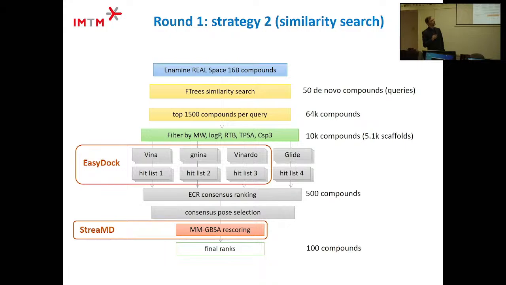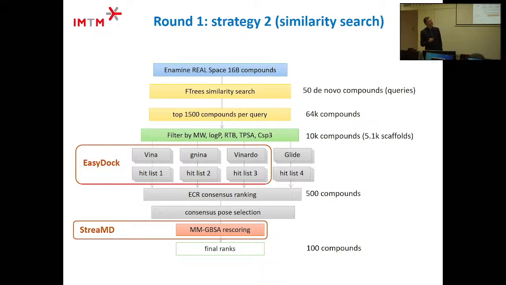So we perform similarity search using FTrees. This is a software from BioSolveIT. It calculates similarity based on some kind of 2D pharmacophore fingerprints, or at least representation, not fingerprints. For every compound, we selected 1,500 of the most similar ones. We combined all these lists, so we get 64 compounds in total.